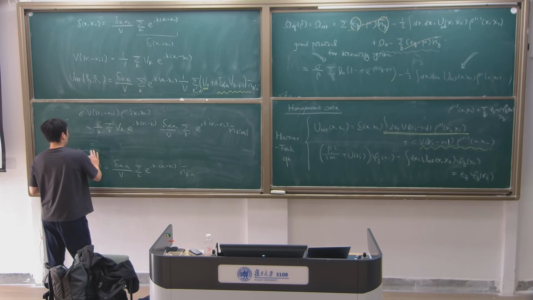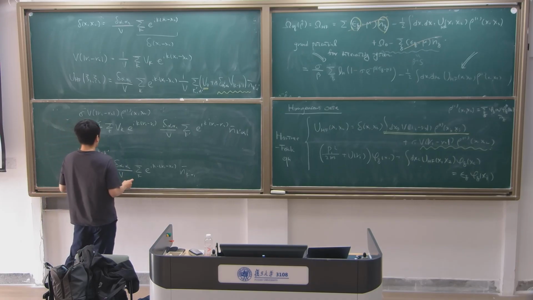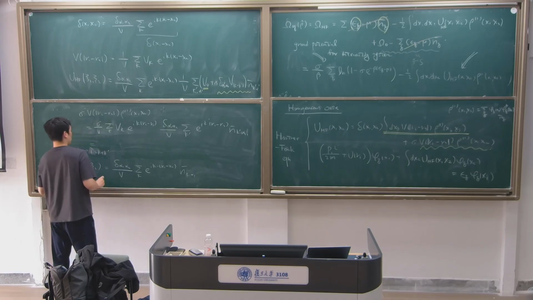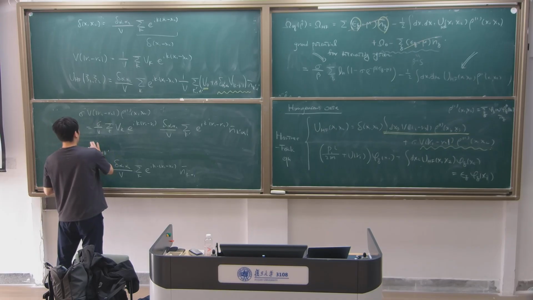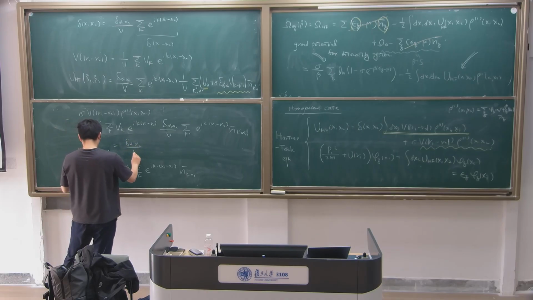So I call it... sorry, plus K. And then this may equal to sigma self alpha alpha 2.